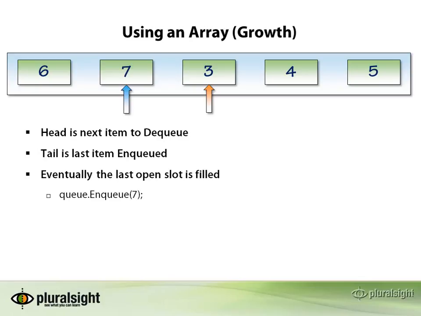So the question now, with the array being full, is what should happen if enqueue is called yet again? Should an exception be thrown? Or should the array grow to accommodate more items? Well, let's take a look at the case where we choose to grow the array.